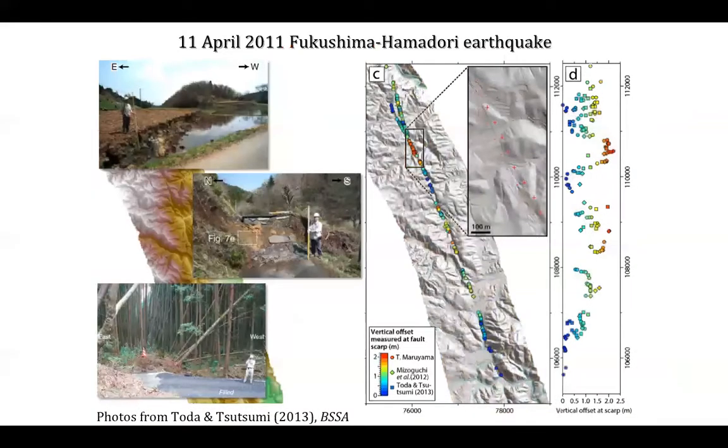So here's some field images and results. This left panel shows several different field photos. You can see this person measuring vertical offset along the fault scarp here. And this plot here summarizes work by 3 different authors who measured vertical offset in the field. And they show upwards of about 2 meters of on-fault vertical offset. We're now going to compare this to the Lidar results.